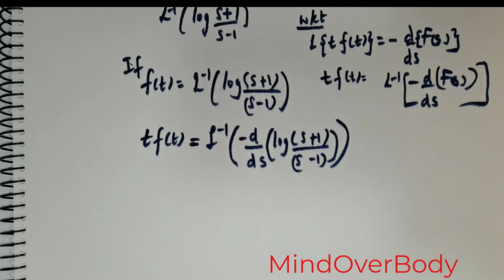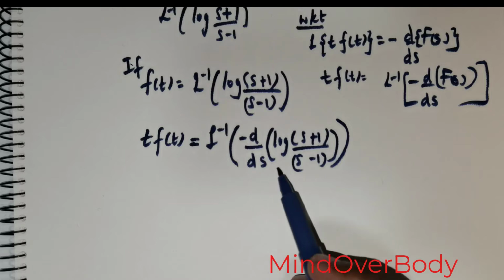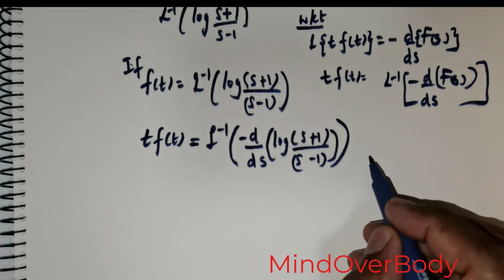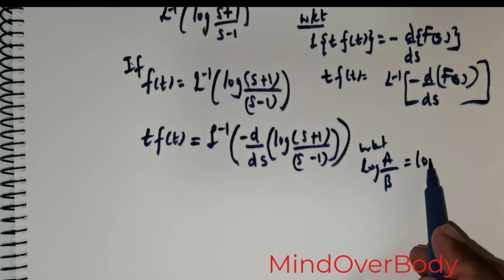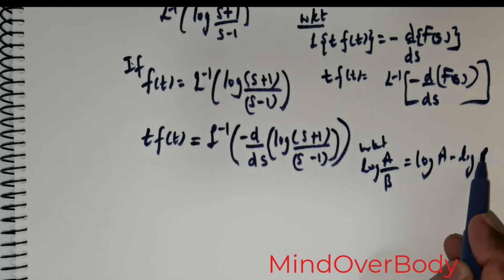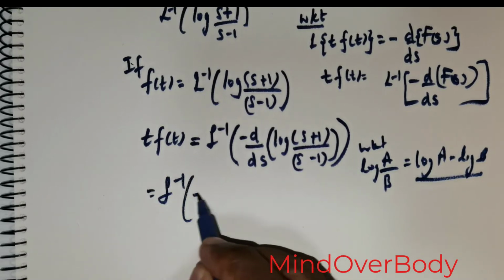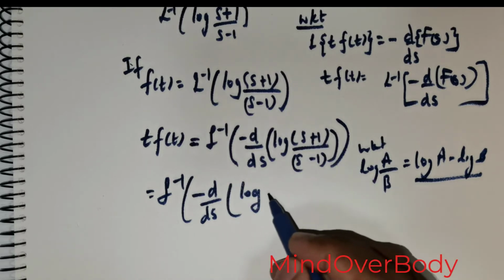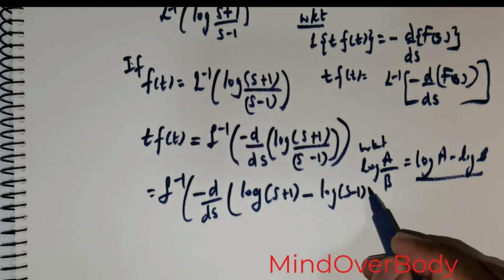This is all that you need to do. Once you place the t, this is going to become negative d/ds of this component, and you have to take the Laplace inverse of this entire thing. Now we know that log of a over b is equal to log a minus log b. We know that, right? So first, this is equal to L inverse of negative d/ds of log of a over b. This is going to be log of (s+1) minus log of (s-1). This is what I've got.